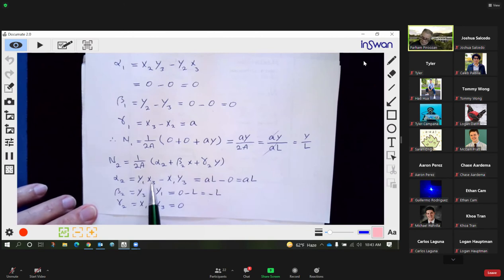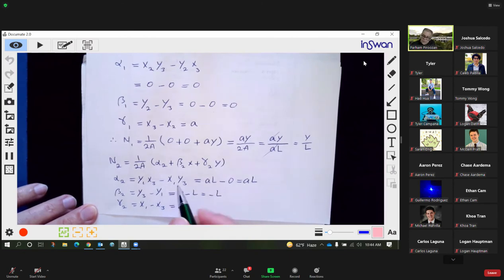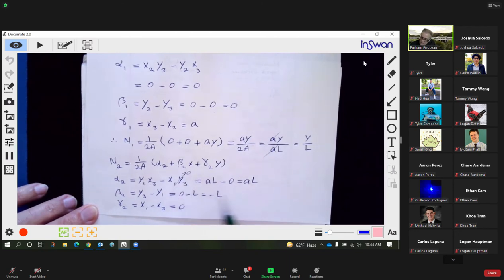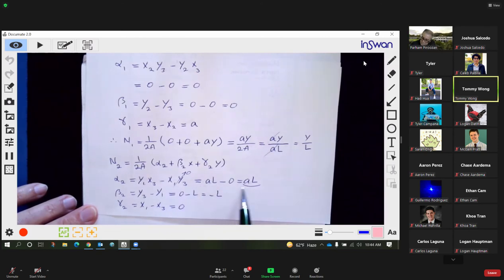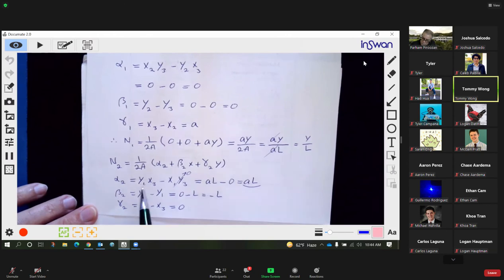So y1 is L, x3 is A. So this would be AL, but this one would be 0 because x1 is 0. X1 is A, but y3 is 0. This one is 0. So this results in AL. And yeah, I solved it and I got negative AL. Oh, you got negative AL here? Yes.